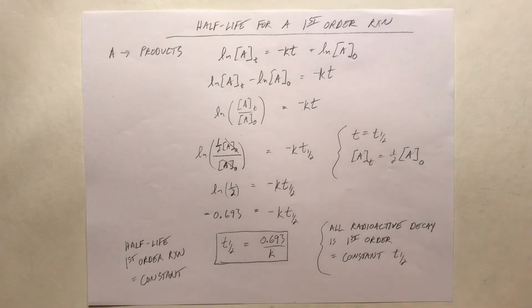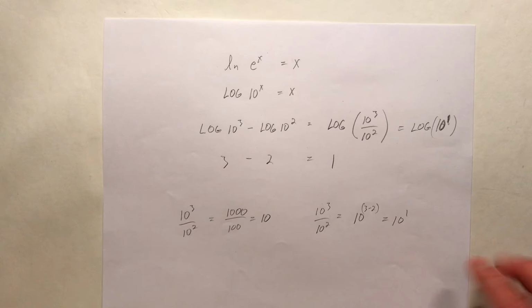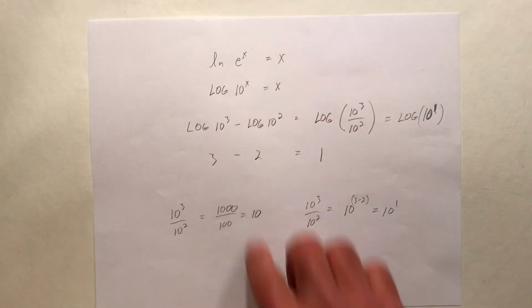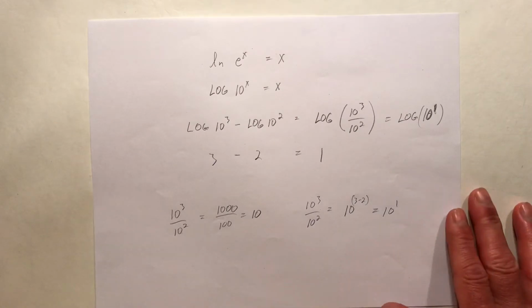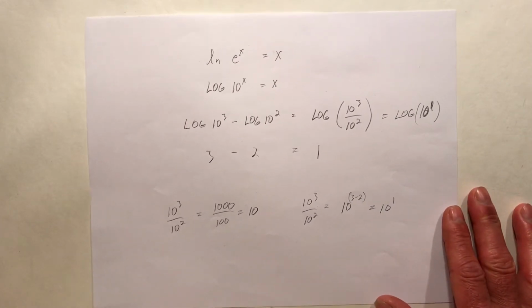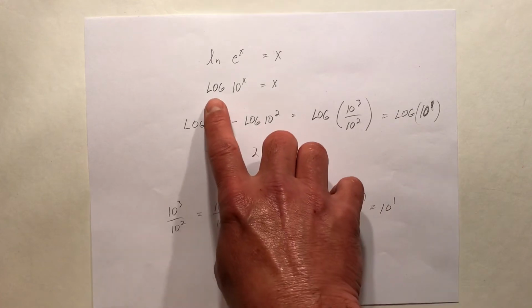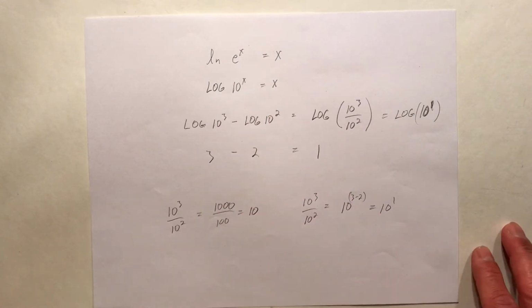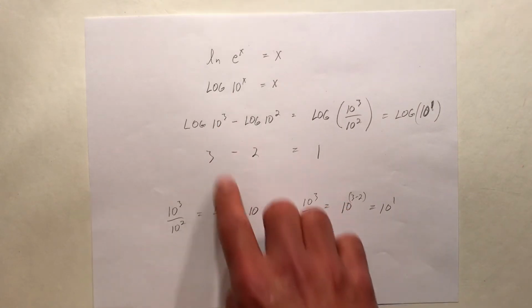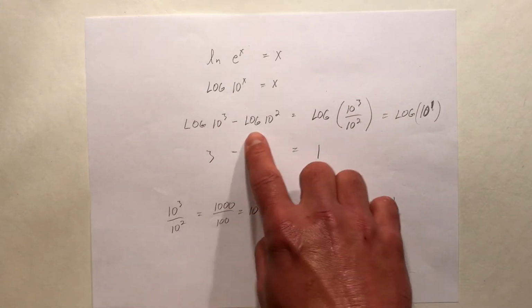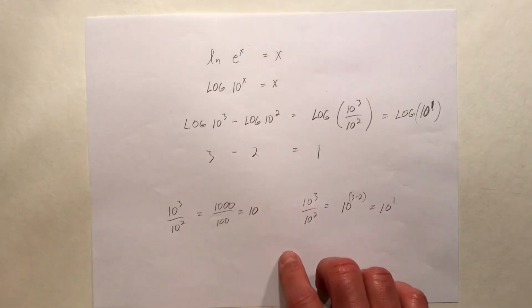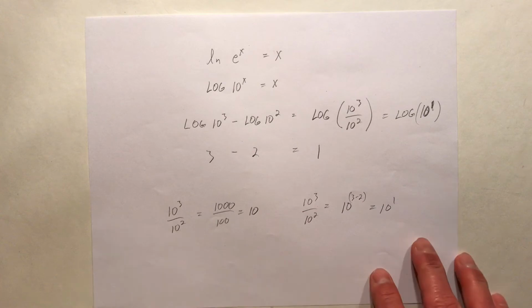Now, before we go any further, let's just go through why you can do that. Just a quick math review here. We know that the natural log of e to the x is equal to x. And I like to use log base 10 a little bit more because it's a little bit easier to wrap your mind around. So let's do log base 10 to the x is equal to x. So the log of 10 to the third is equal to 3, and the log of 10 to the second is equal to 2. So we could say log of 10 to the third minus log of 10 to the second would be the same as 3 minus 2.